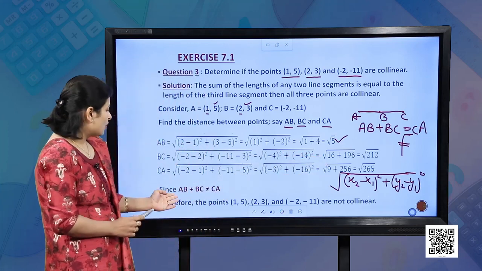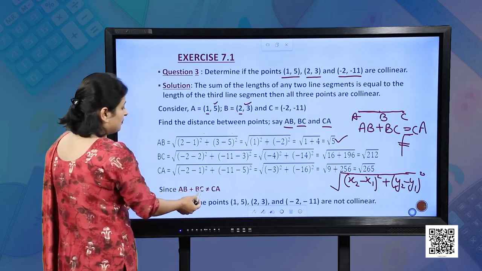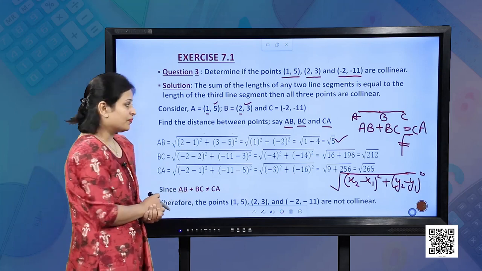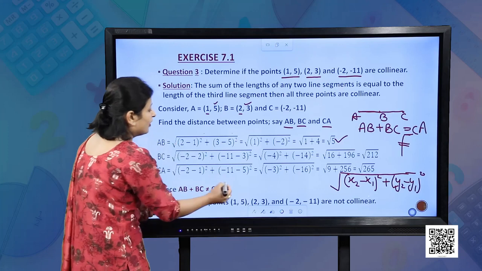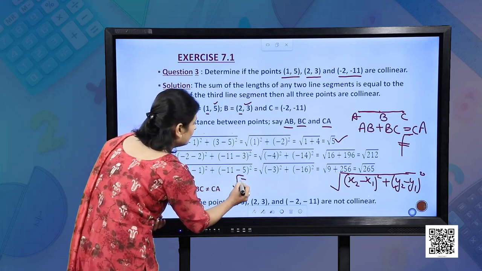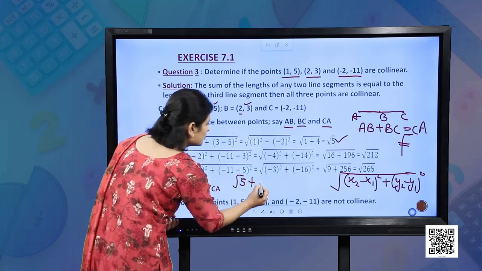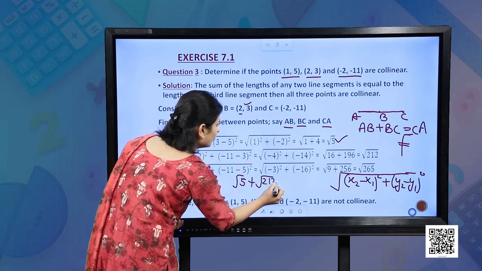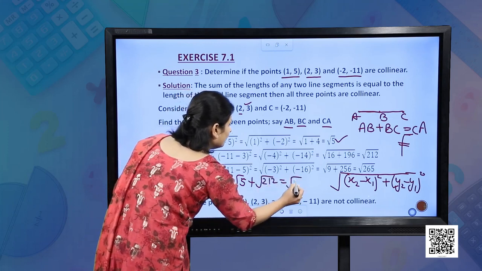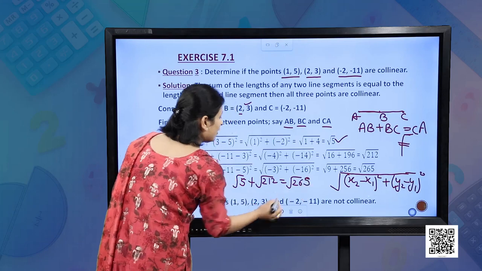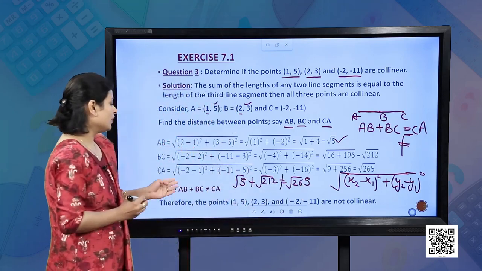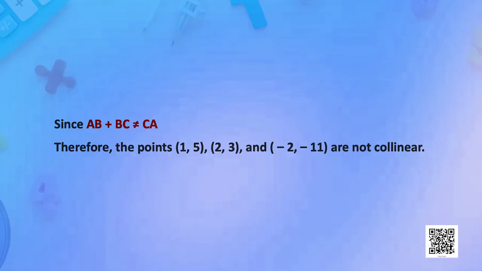Now substitute here. AB plus BC is equal to CA. Do you think if you add root 5 plus square root of 212, you will get square root of 265? No. So, therefore, the points 1, 5, 2, 3 and minus 2, minus 11 are not collinear.